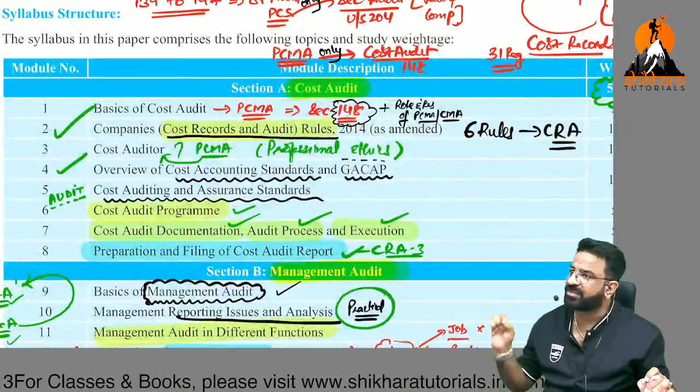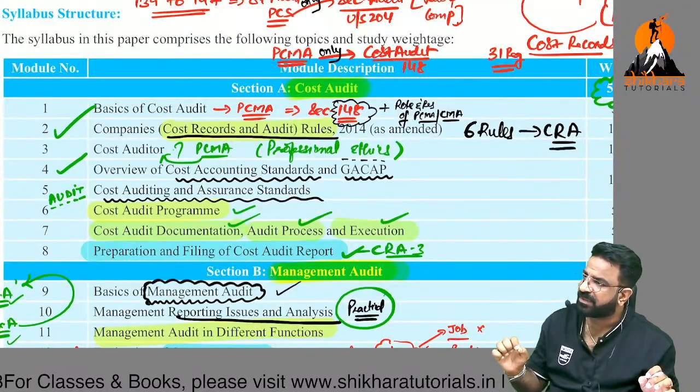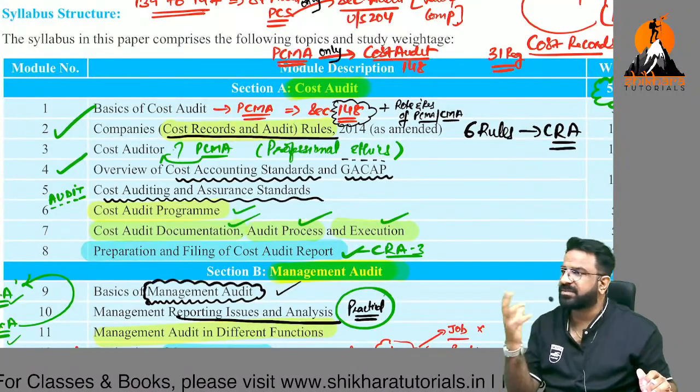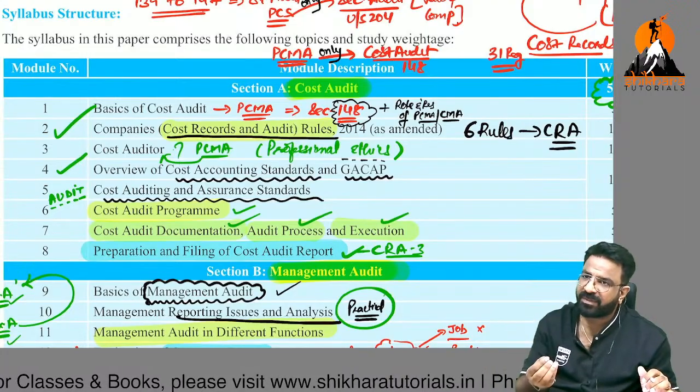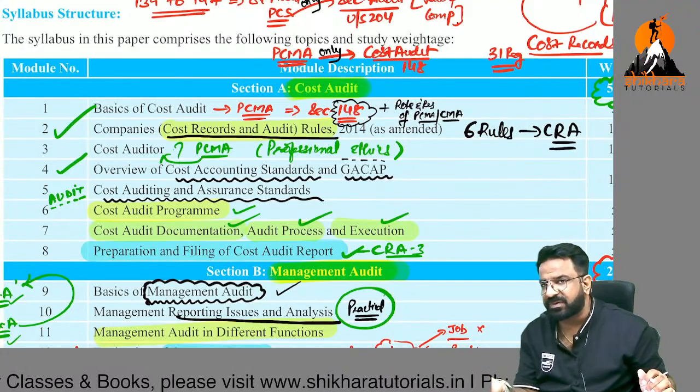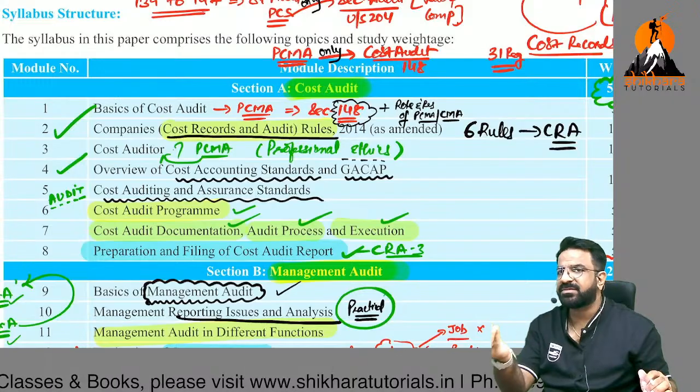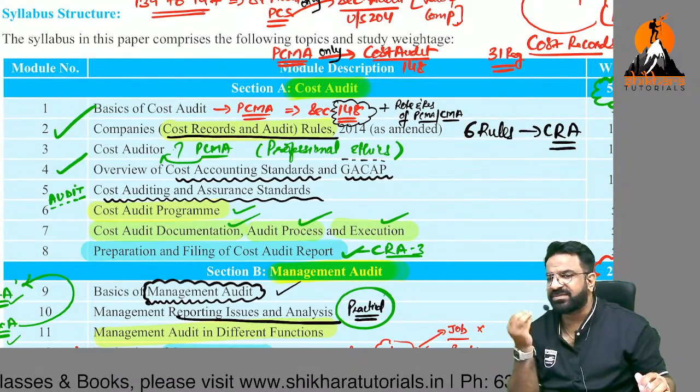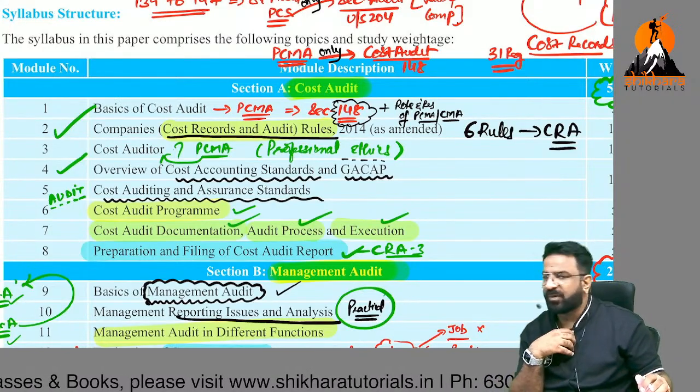So we have understood that there are 50 marks of costing concepts. Then there are 25 marks of management audit. Then there are 15 marks of internal audit. And then there are 10 marks of forensic and anti-money laundering. I hope everything went well.